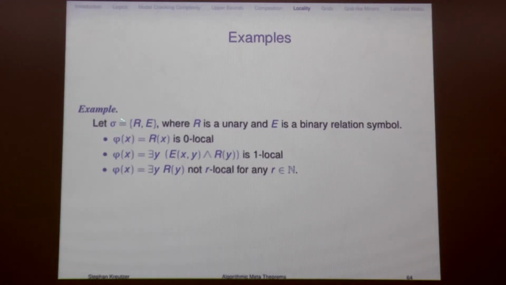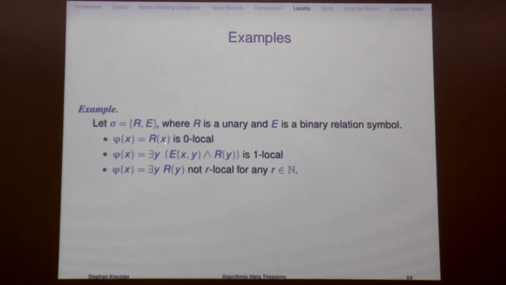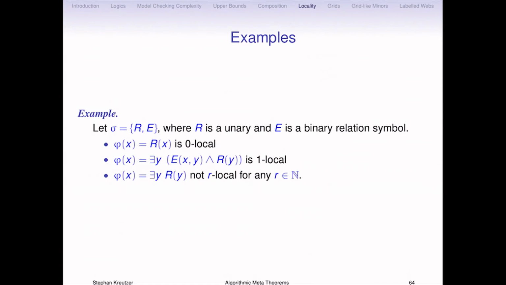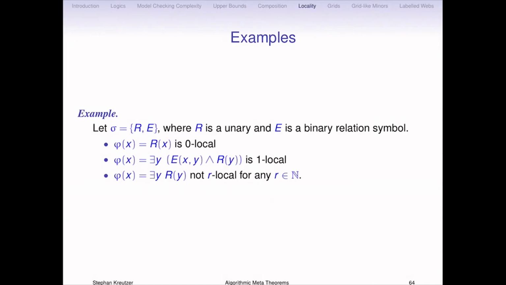So obviously, E is a binary edge predicate and R is just a unary color. Yeah, it's red. The formula that just says x is red is obviously zero local, because whether it's true or not depends only on x and nothing else in the graph. The next formula says there's a vertex y which is a neighbor of x, and this one is red. So x has a red neighbor. This is one local because whether it's true or not only depends on the one neighborhood of x. Either it's got the neighbor or not. You don't need to know anything of distance 2 or more.